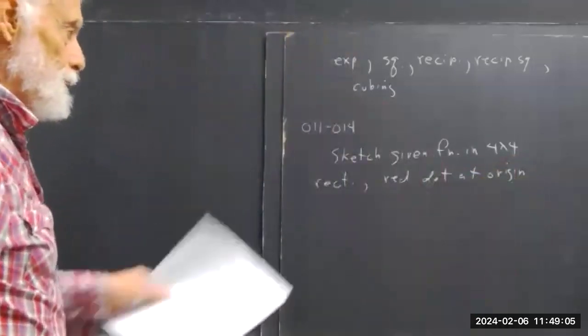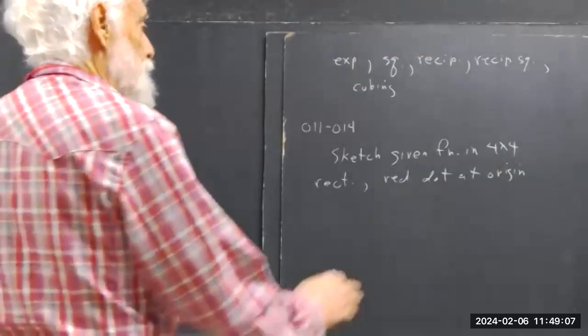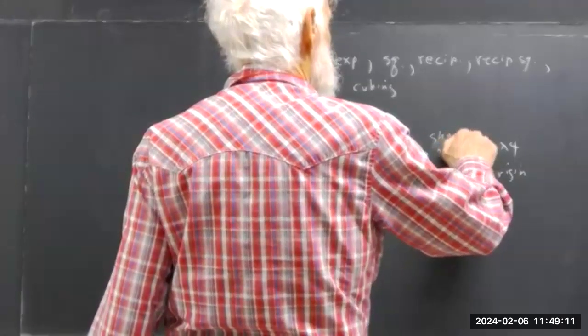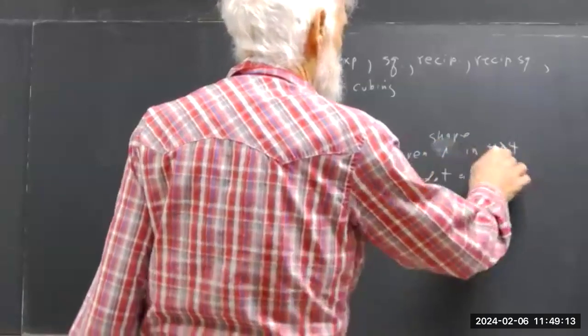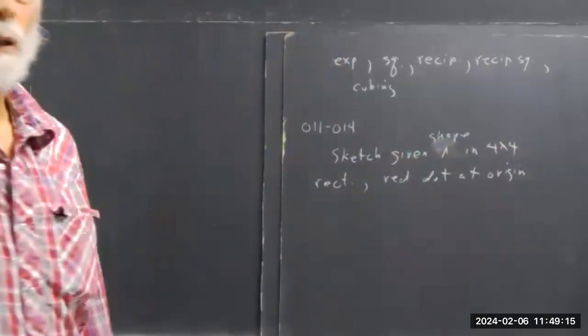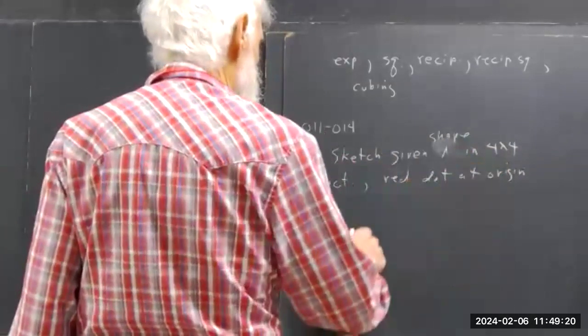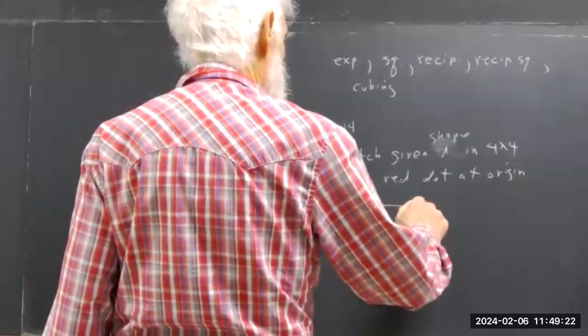Sketch a graph against a given function with a given shape. Then that shape sketched in the 4x4 rectangle becomes your function. Okay. So I want to talk first about shapes, but examples.